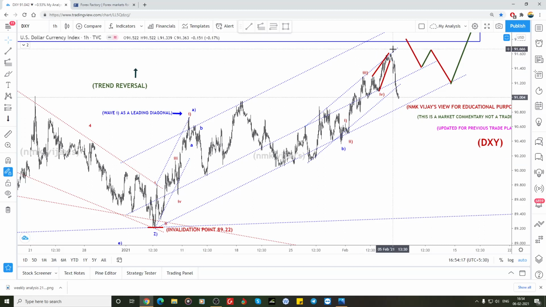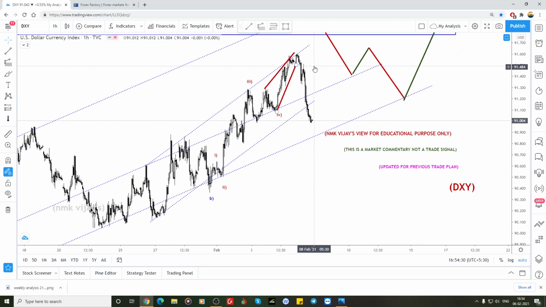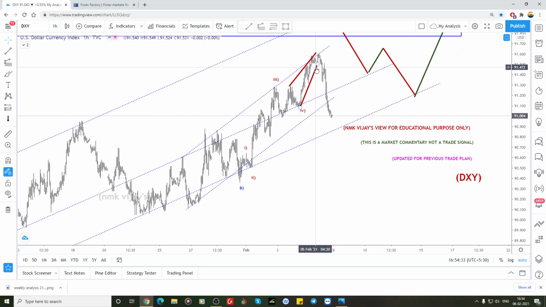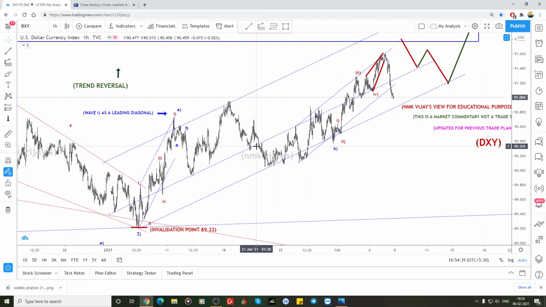Until it is valid, we stick to that count. If it gets invalidated, then only we search for the alternative counts, and our mind will search for the other alternatives. That is why Elliott wave traders blame the Elliott waves, but I won't do that. I love Elliott waves. It's a real chess game. We need to change according to the market, otherwise we can't earn successful and consistent money here.